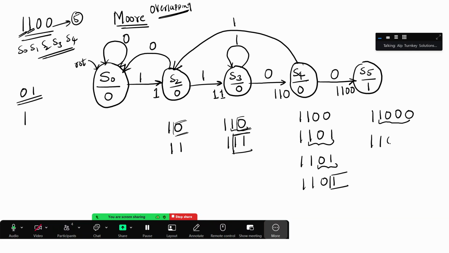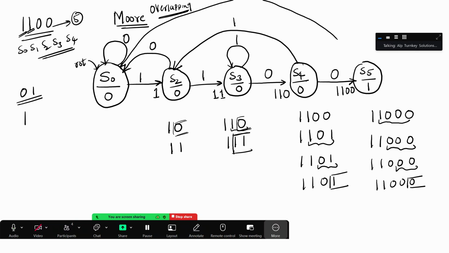Next you need to check for what? 1 1 0 0 0. 3 bits anywhere matching, not matching. 1 1 0 0 0, 2 bits anywhere matching, not matching. And 1 1 0 0 0, I need to see for 1 bit. 0 is also not matching. Simply it will go to which state? The reset state. It is nothing but 0. And next you see.